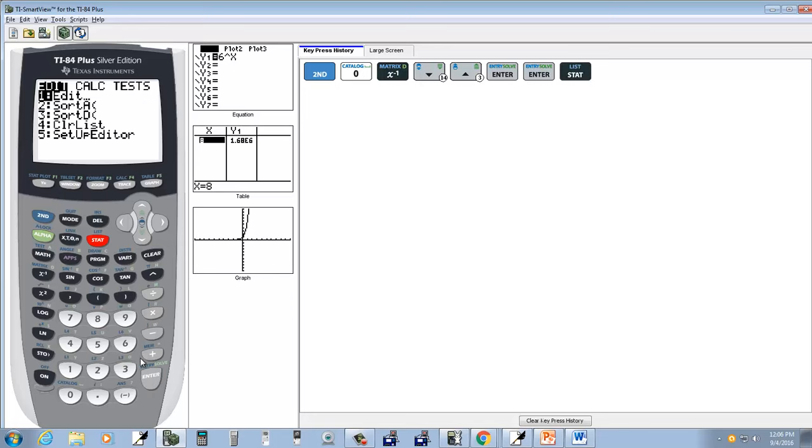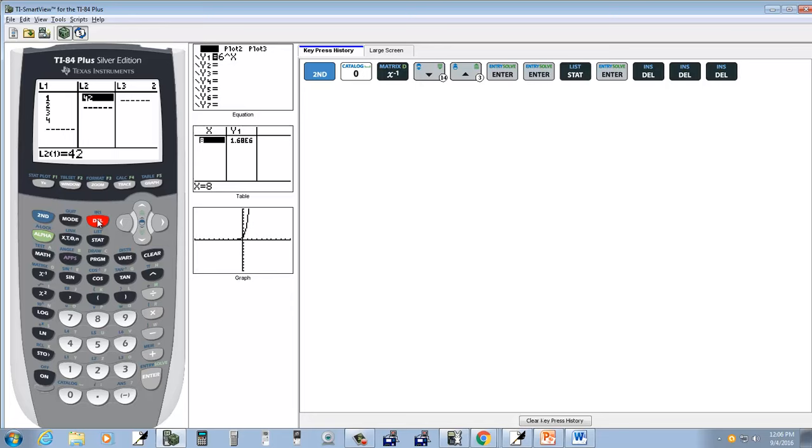So now we're going to go to Stat, and we're going to go into Edit. You may or may not have numbers here. If you have numbers here, you just press delete, and it'll delete those numbers.